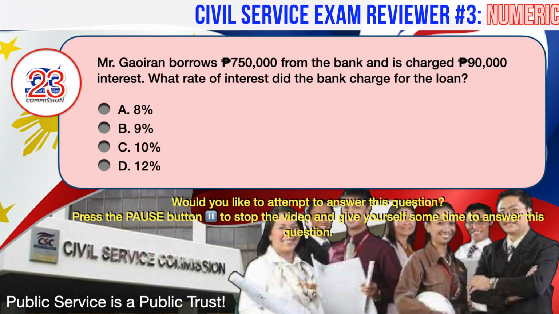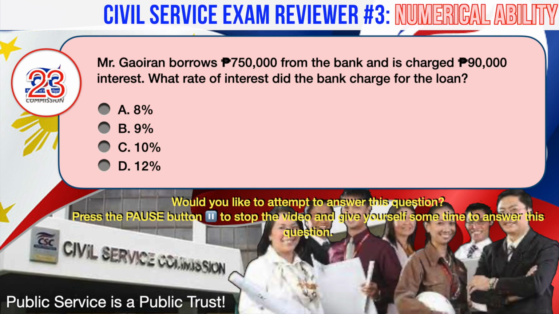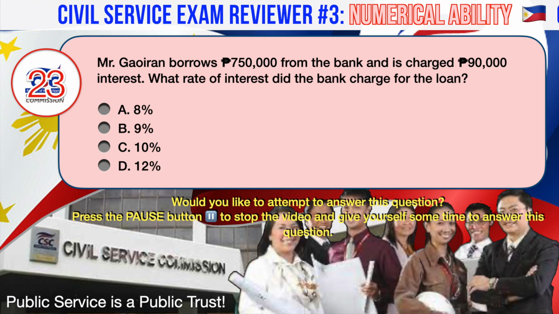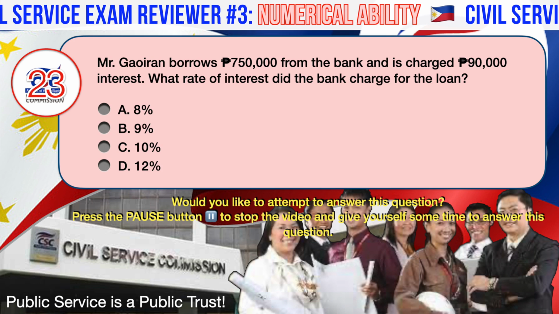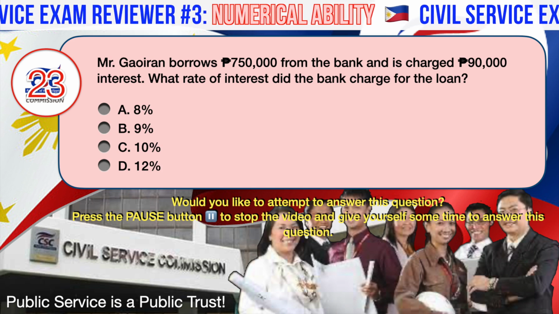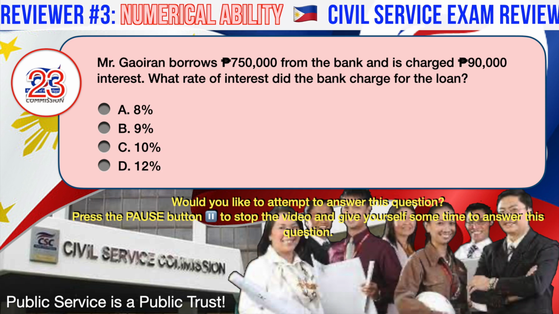Question number 23. Mr. Gawi Run borrows 750,000 pesos from the bank and is charged 90,000 pesos interest. What rate of interest did the bank charge for the loan? A. 8%. B. 9%. C. 10%. D. 12%.